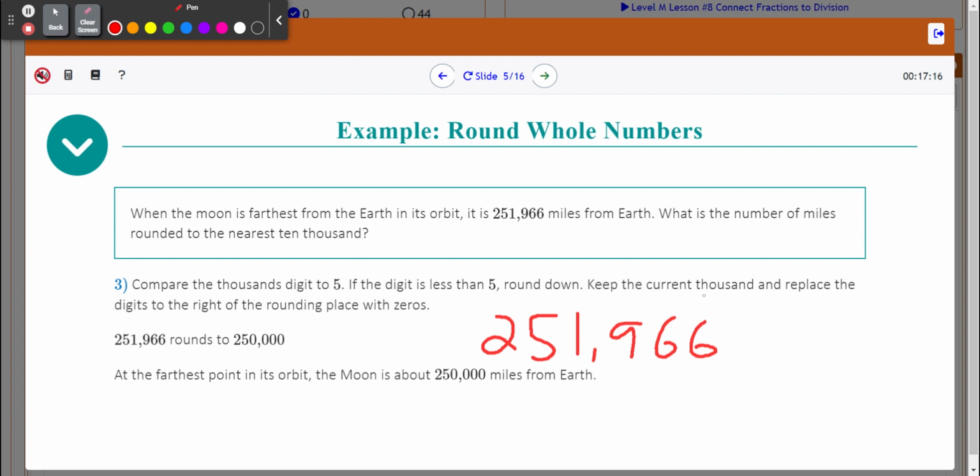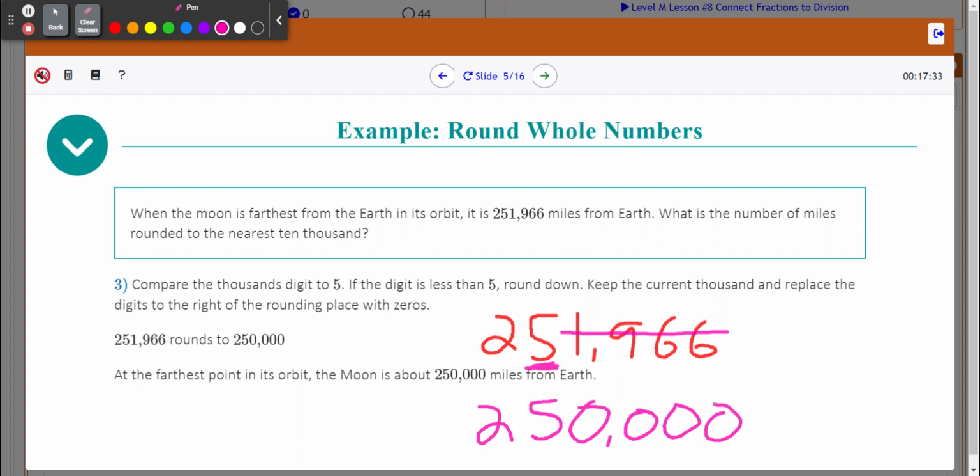So we go back to the spot we started. We go back to the 10,000 spot. That's a 5. So the 5 does not change. When you round down, the digit does not change, but everything to the right becomes 0. So 251,966 rounded to the nearest 10,000 is 250,000.